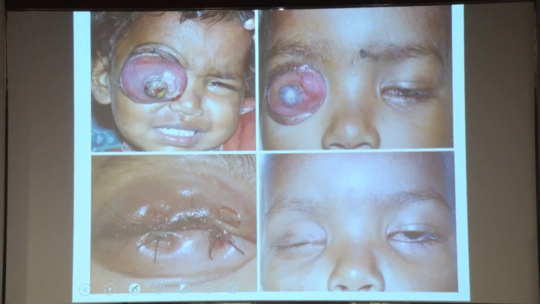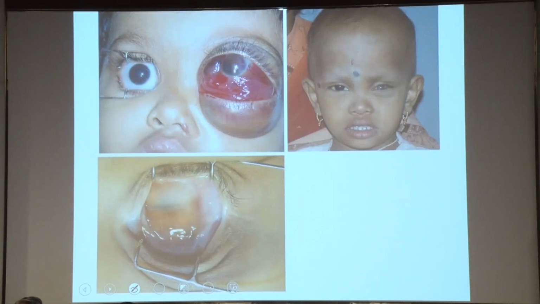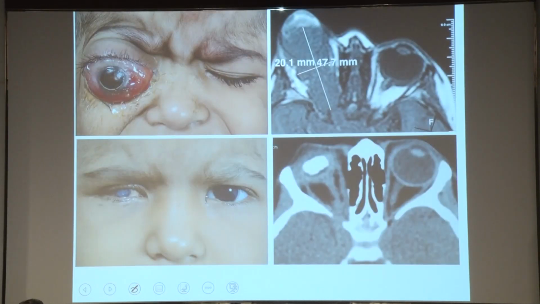This child, you can see, was very uncomfortable. After one cycle of chemotherapy, the tumor has reduced to the extent that we were able to pull the lids over and do a tarsorrhaphy. So the child becomes very comfortable and the eye has gone into phthisis. Then you would enucleate. This child also, you can see, the eye has shrunken into a very gross phthisis. That's exactly the time when you enucleate. So radiologically also you have to confirm that the extraocular component has resolved.